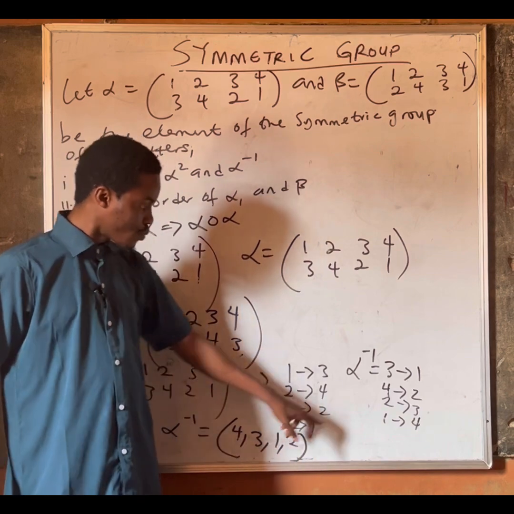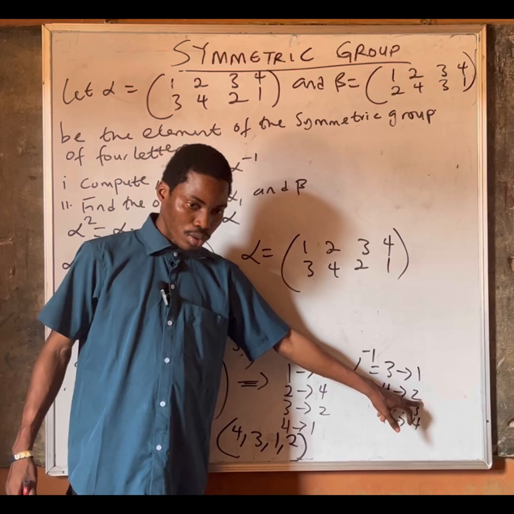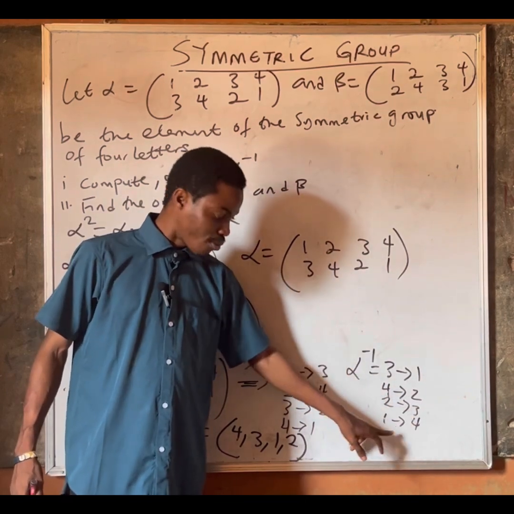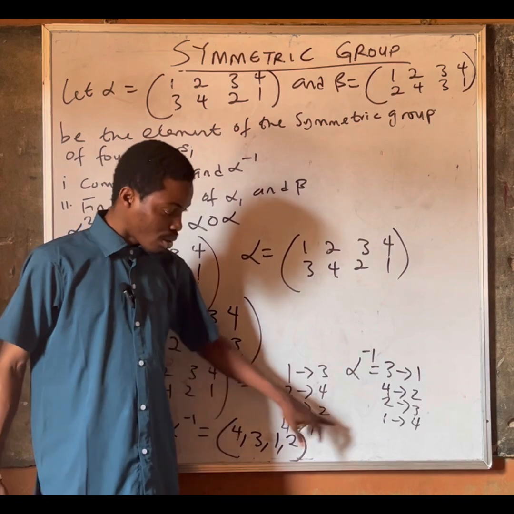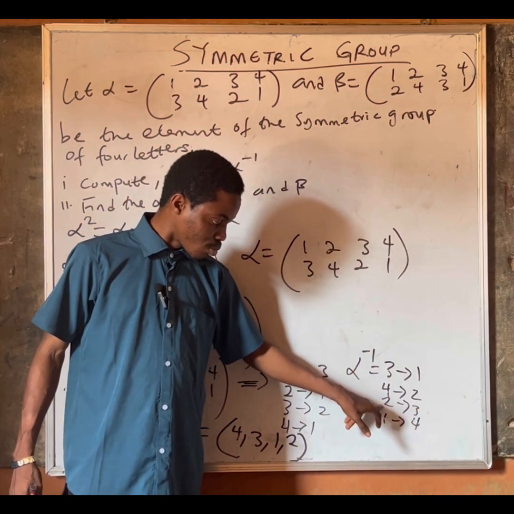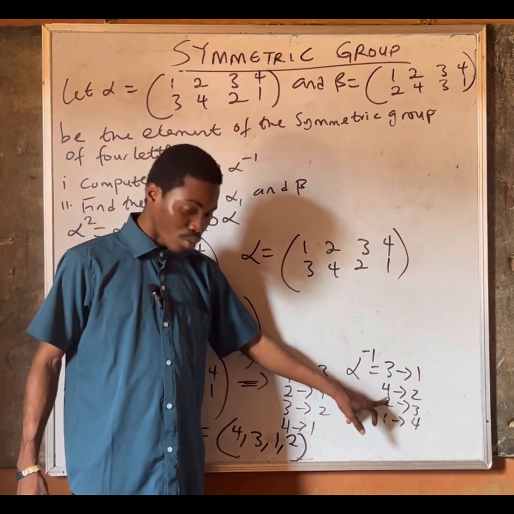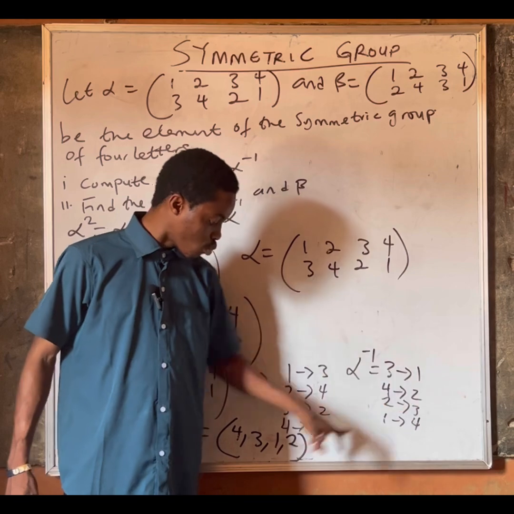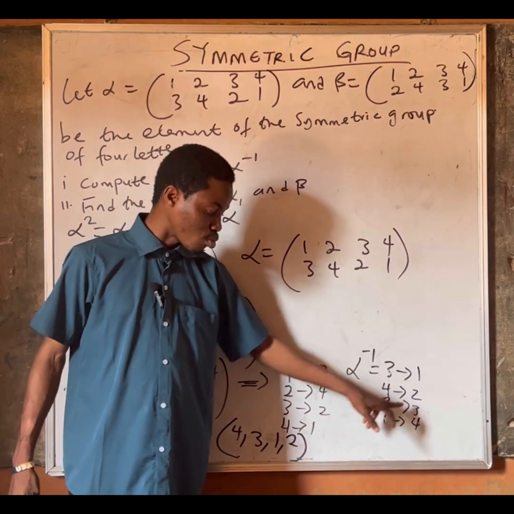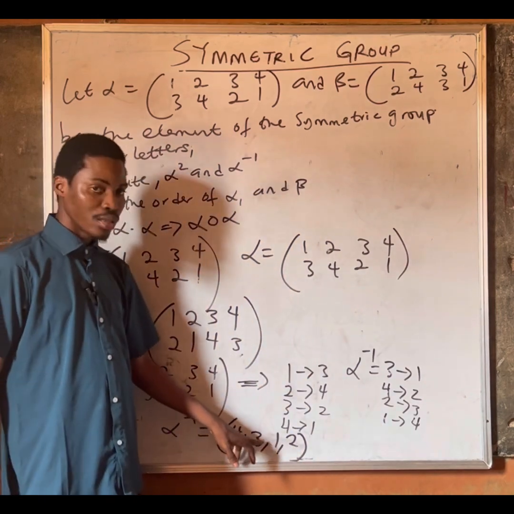So that's why we now have, since 3 is mapped to 1 here, 4 is mapped to 2, 2 is mapped to 3, 1 is mapped to 4. So when 1 is mapped to 4, that comes first, we have 4. After 1, we have 2. When 2 is mapped to 3, we have 3. After 2 we have 3. So 3 is mapped to 1, we have 1. After 3 we have 4. 4 is mapped to 2, so that's why we have 2. So our alpha inverse is 4, 3, 1, 2.